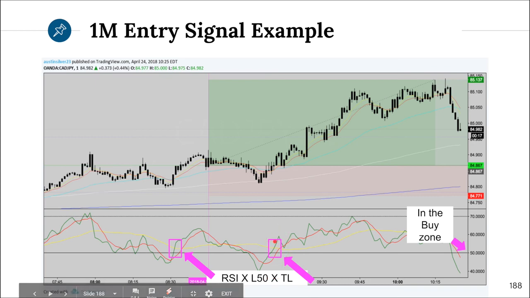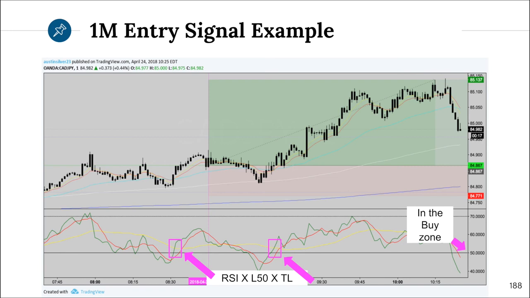So at this point, guys, you should understand the S2 is very, very simple. The RSI cannot have hit overbought or oversold depending on which way you're trying to trade it. You need it to cross through the liquid 50 and be above or below the trend line, again, depending on which way you're trying to trade it. And it needs to be in the proper zone. Buy zone for going long, sell zone for going short. The entire S2 pattern, you now understand.